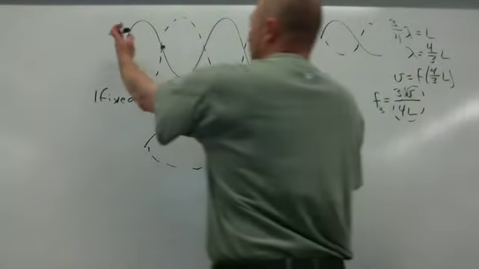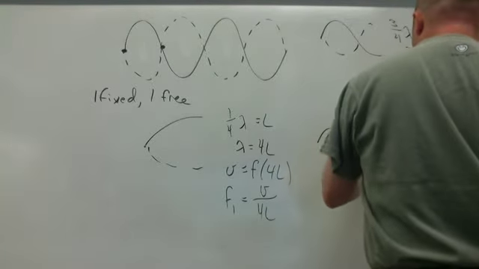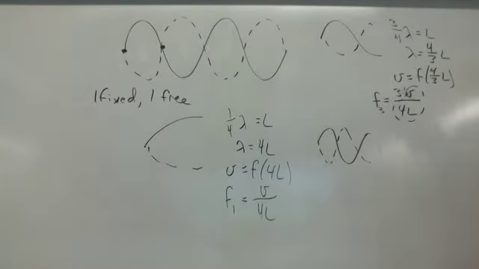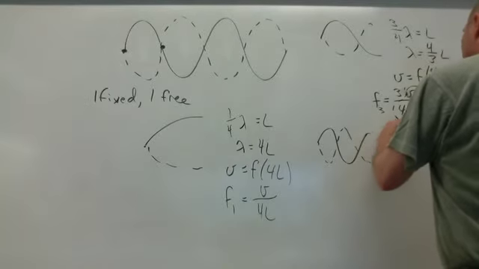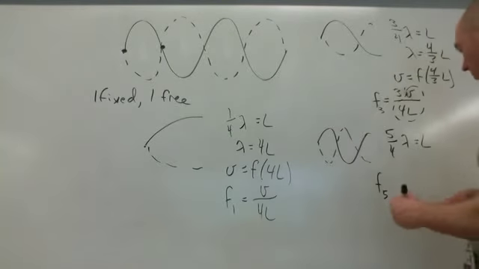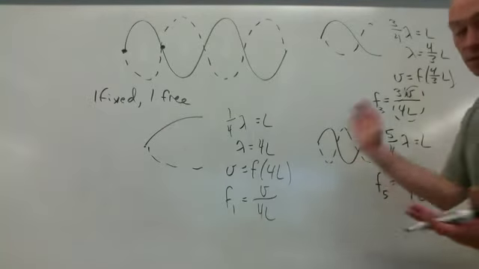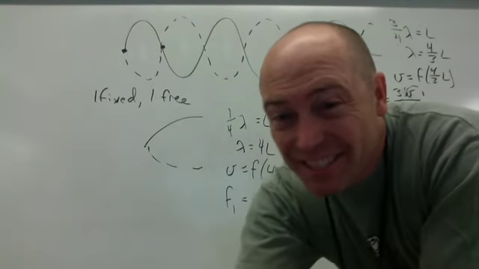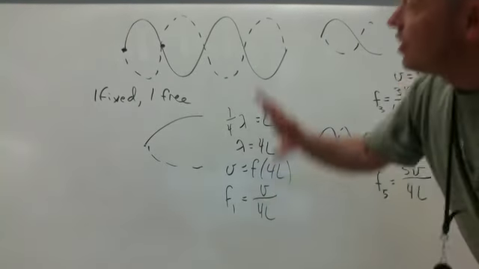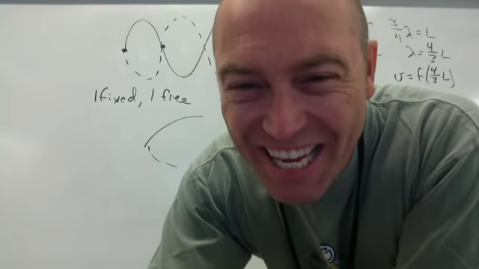If I do the next one, fixed, first, second, third. That's how much is inside there. How much is that? That would be 5/4 of a wave equals L. Go through the whole process, and the fifth harmonic, you would get 5V over 4L. Oh, look, it's 5 times as big. And my key that I'm trying to get across to you guys: don't memorize. Draw your picture. Figure it out. It's not that hard. Bye, kids.